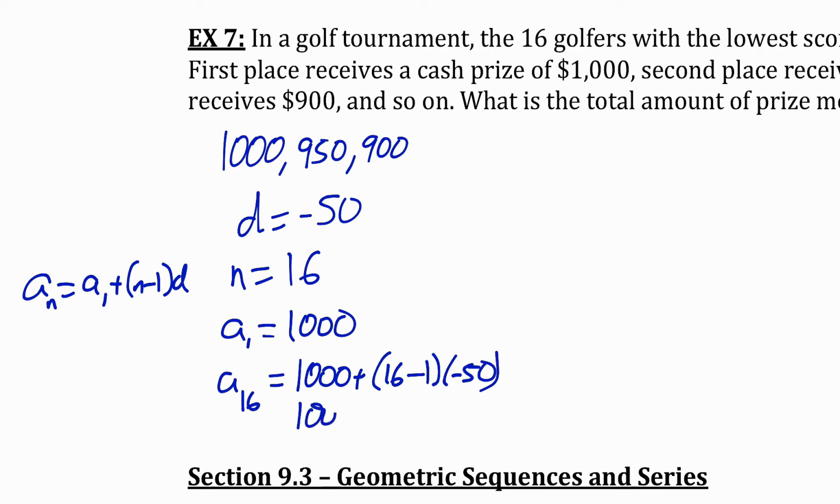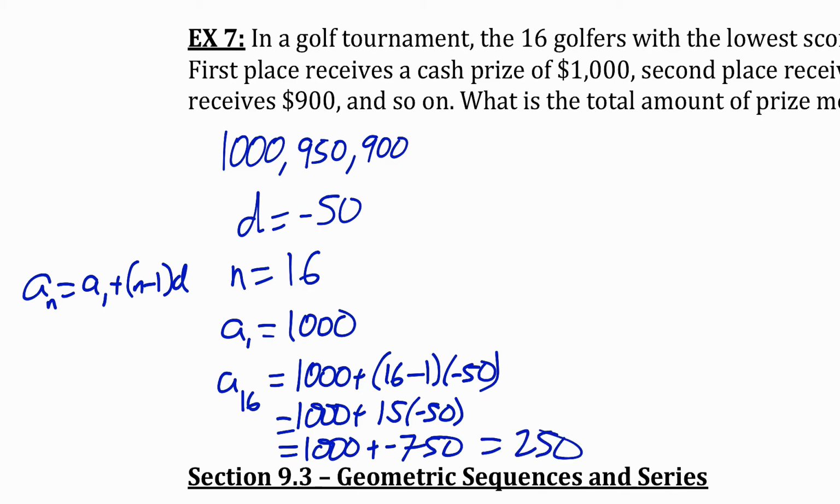So we got 1,000 plus 15 times negative 50. You can check that on the calculator. That's negative 750, so it's plus negative 750. And when we combine those two, we end up with $250. In other words, the 16th place golfer is going to get $250.